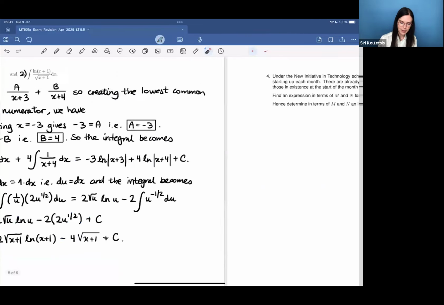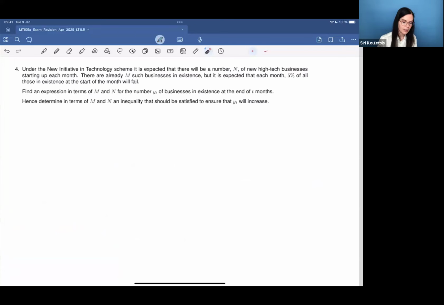Now, next question. So this is a question on sequences. Looks a little long, I know, but let's just read through the information and you will see that it's quite straightforward once we have all the information down. So it says that under the new initiative in technology scheme, it's expected that there will be a new number, capital N, of new high-tech businesses starting up each month.